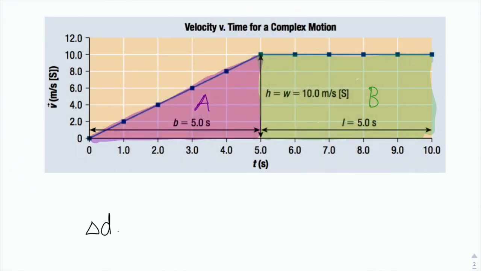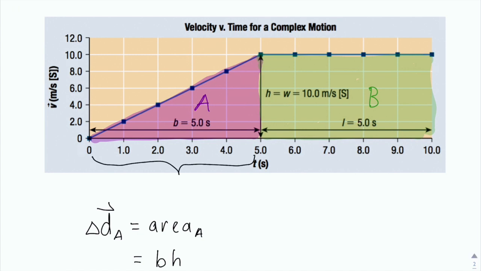So the displacement under the curve for segment A will equal the area of segment A. And area A would be the area of a triangle, base times height divided by 2. The base of this triangle would represent this right here, 0 to 5 seconds. This is known as the elapsed time. And the height of the triangle would represent this right here. And this would be the velocity from the triangle.